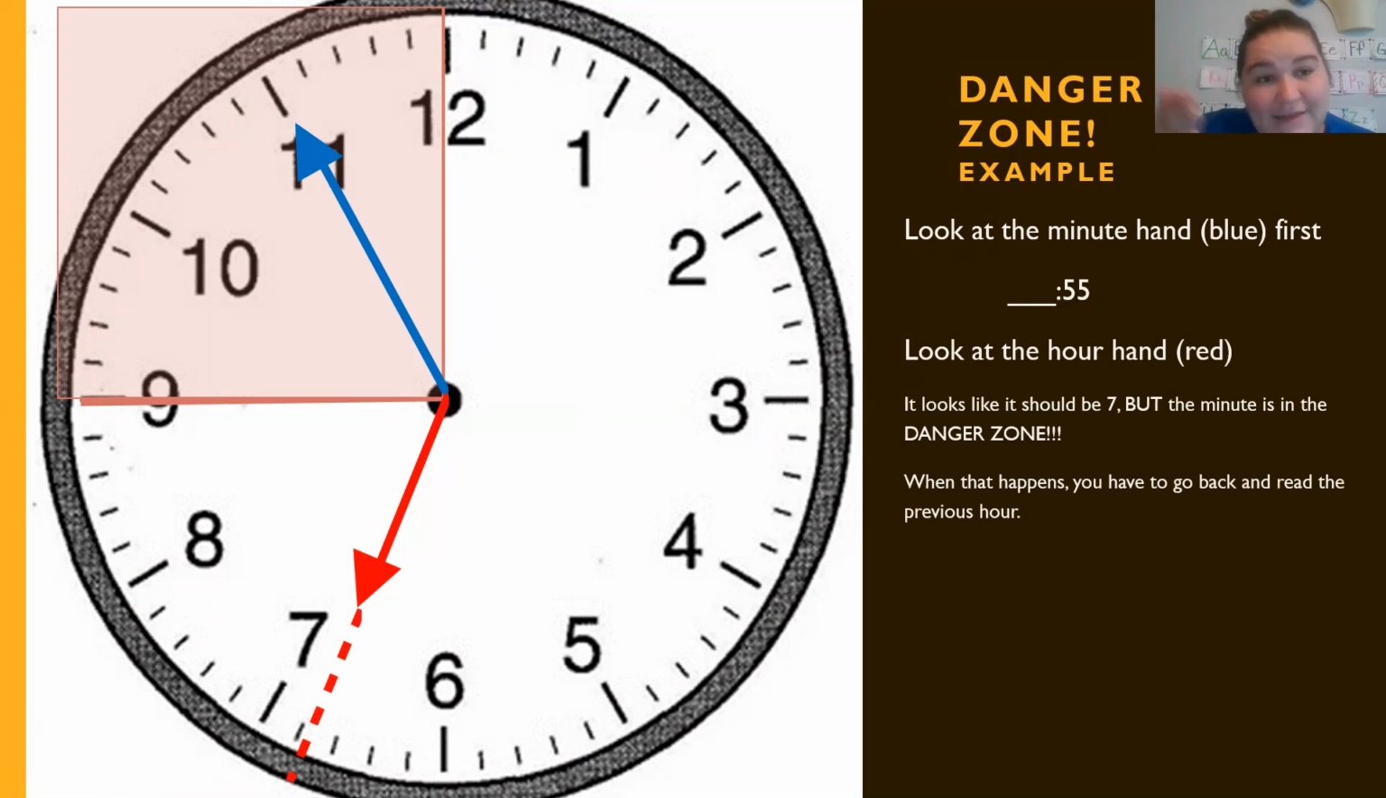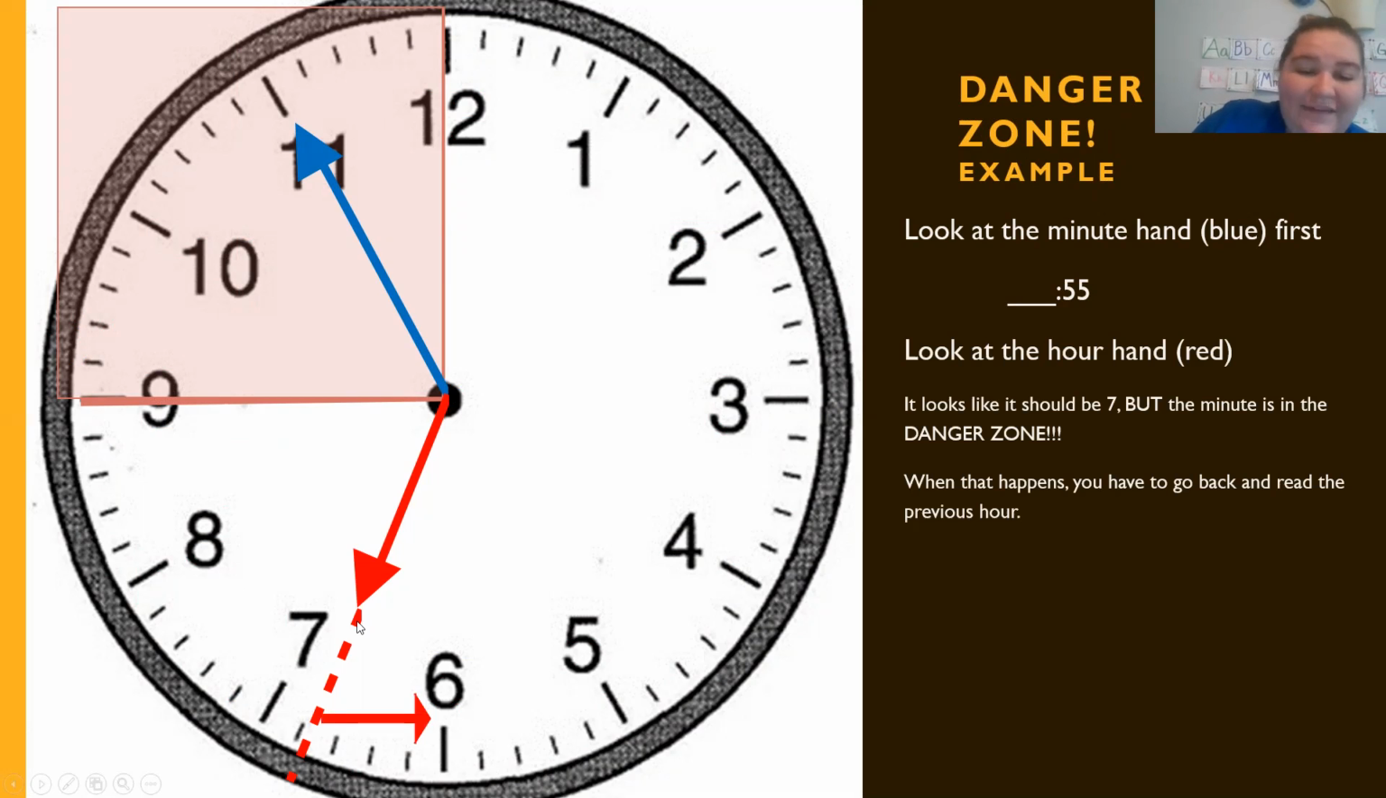I'm going to extend my line down the arrow, and it looks like it should be at 7 because it's closest to the 7, right? But where is this minute hand over here? It's in the danger zone. When that happens, you have to go back and read the hour previous.